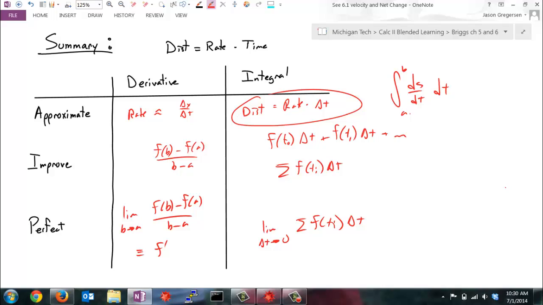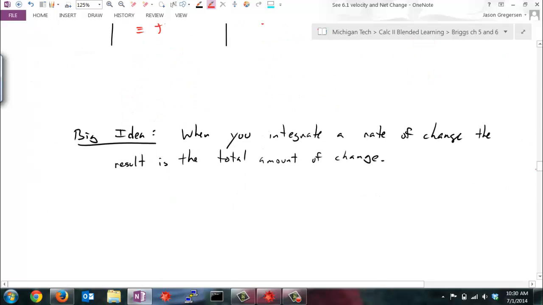But it doesn't matter whether this is ds, dt, or position versus time, or dP with respect to time, population change with respect to time. The fact is I'm integrating a rate of change. And that process of integration, as we saw from the fundamental theorem, is kind of undoing the derivative. So the big idea from this section is that when we integrate a rate of change, the result is the total amount of change. And so in section 6.1, your book kind of goes through both of these cases. It does a specific thing with distance and velocity, and does the generalization.